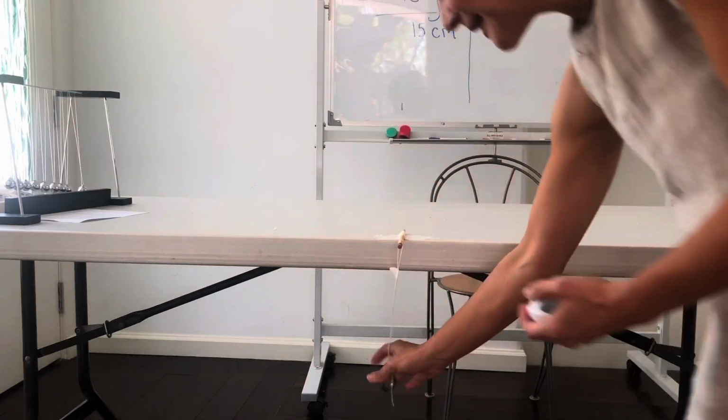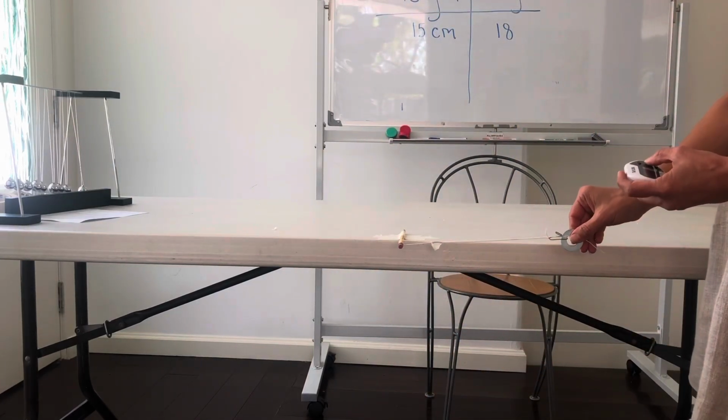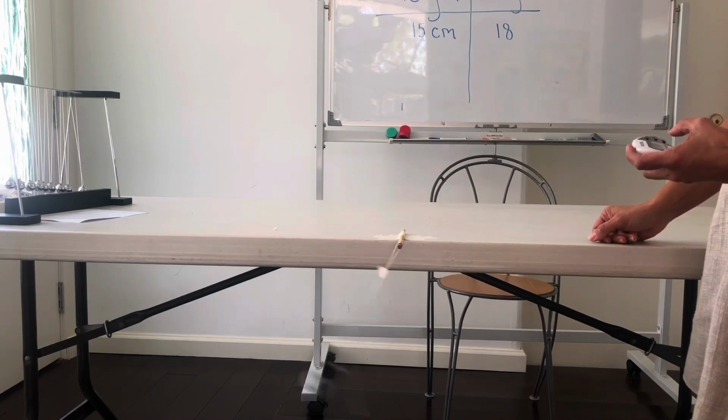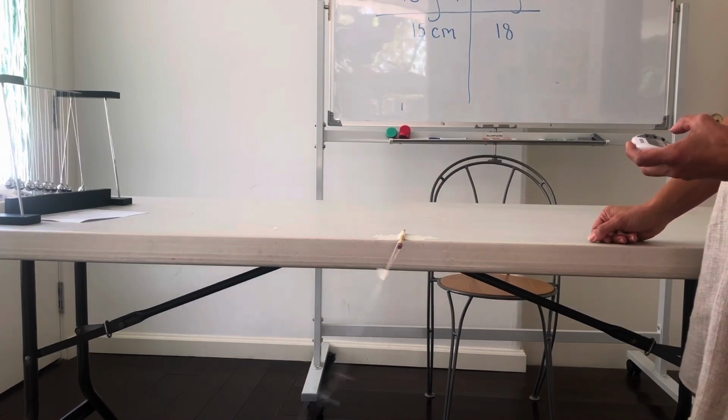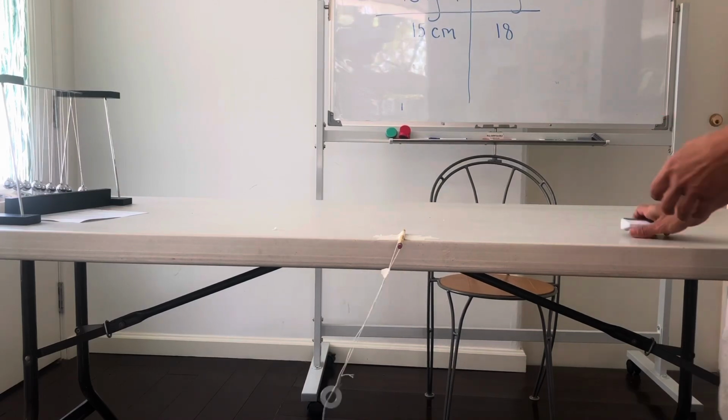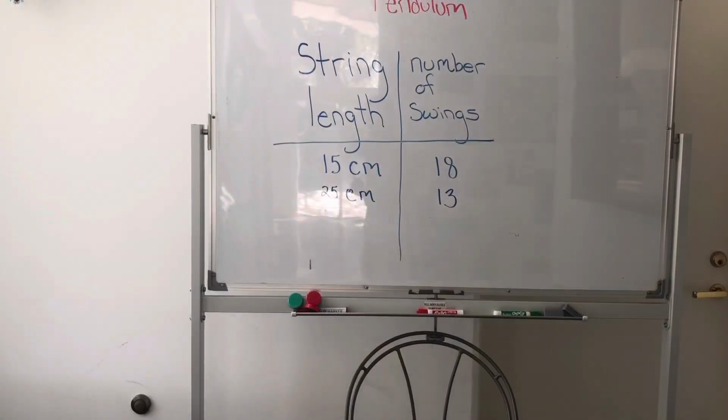Let's try it one last time. 1, 2, 3, 4, 5, 6, 7, 8, 9, 10, 11, 12, 13. Now if we look at our next result, at 25 centimeters, we had 13 swings. Now we have to increase it to 45 centimeters.